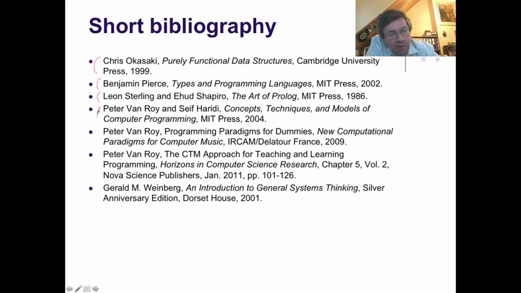Then, of course, there's the works that are directly related to the course here, the CTM book and some more recent articles. And finally, Weinberg's book on general systems thinking is also a very interesting book when you want to see how computer science is helping advance complex systems design.